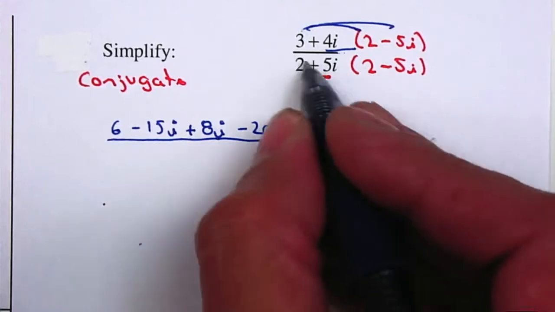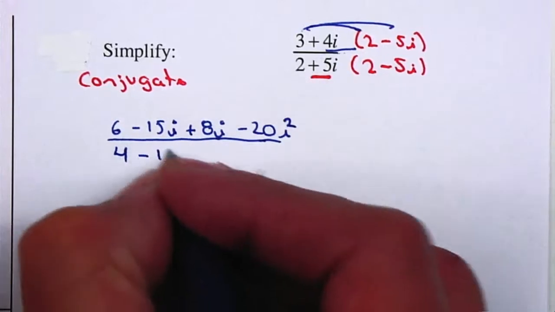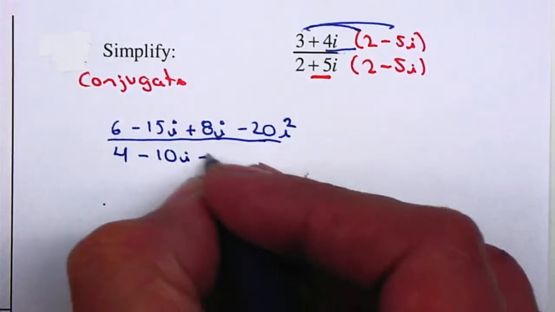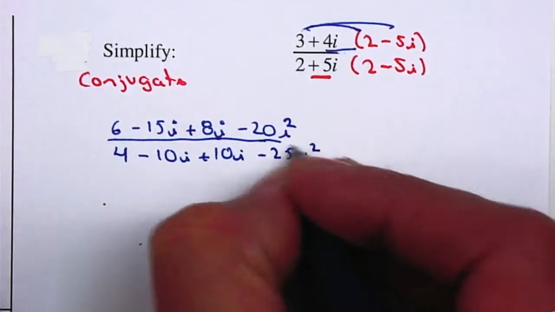Let me continue with the denominator. Multiply the 2 to them both. 2 times 2 is 4. Minus 10i. Plus 10i. Minus 25i squared.